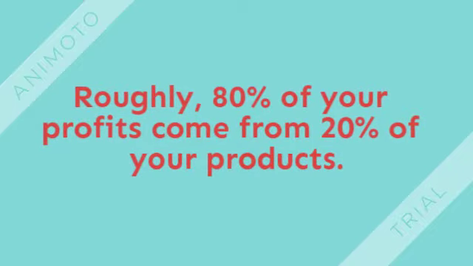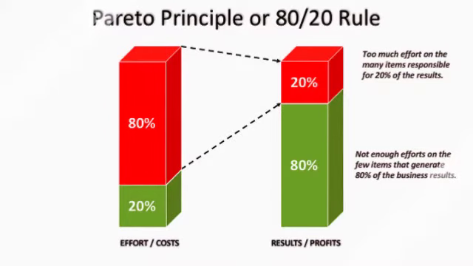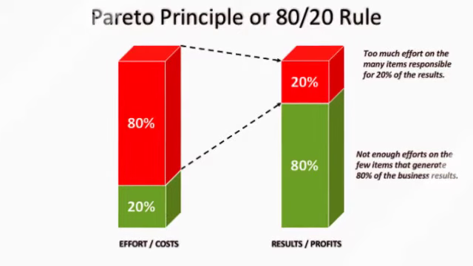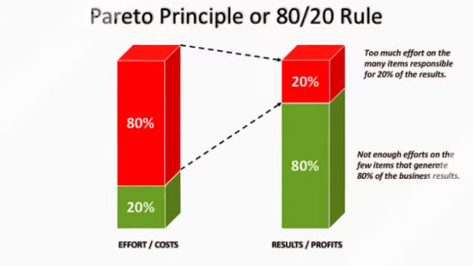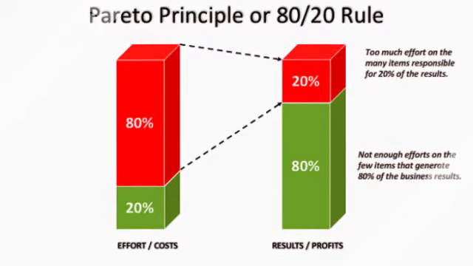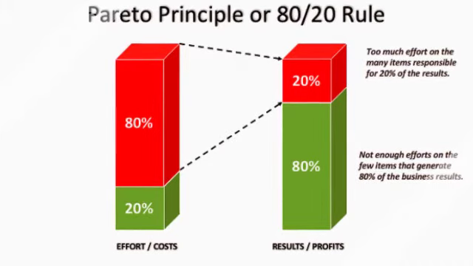We call these the 80, or the vital few products and customers. On the other hand, the remainder of the people, products, and customers only create 20% of the value. We call these the 20, or the trivial many products and customers. In reality, most businesses spend too much time and money on the 20, or the trivial many, and not enough time on the 80, or the vital few.